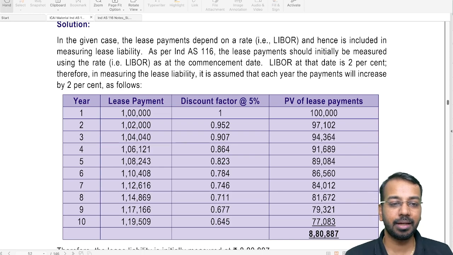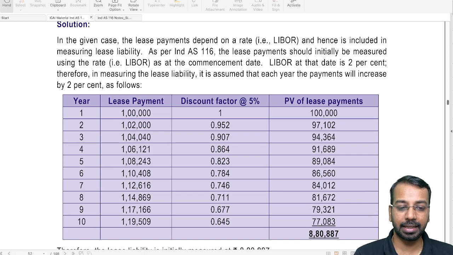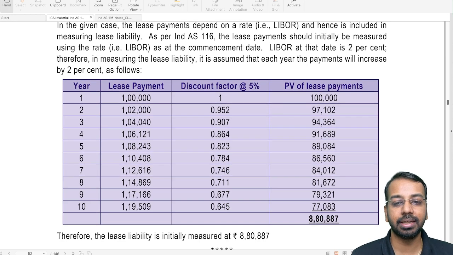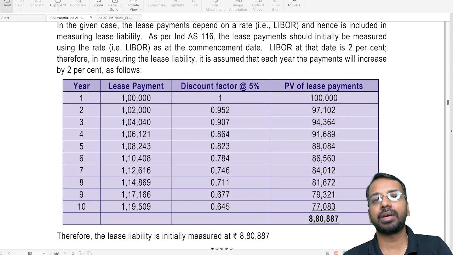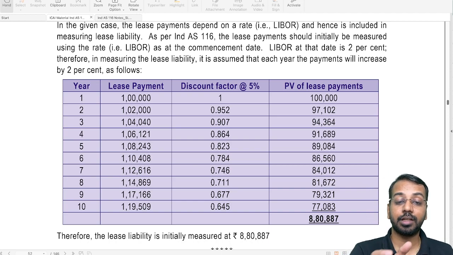So here you can see, based on LIBOR it is increasing, and you will account for the discount and the present value of lease payments. Accordingly you will calculate and arrive at the lease liability. Now subsequently, if the variable rate changes, the difference part, the extra amount that you're paying, you will take it to the P&L.